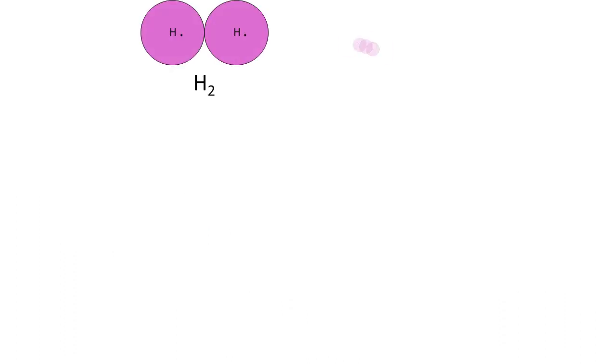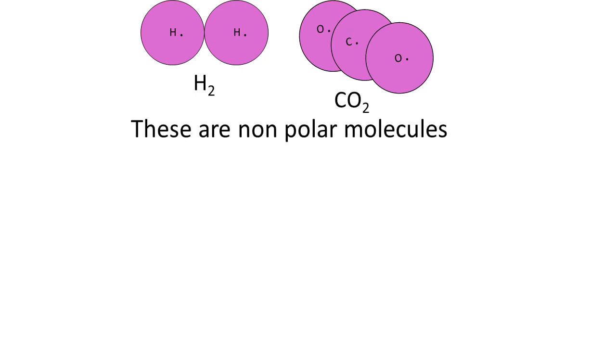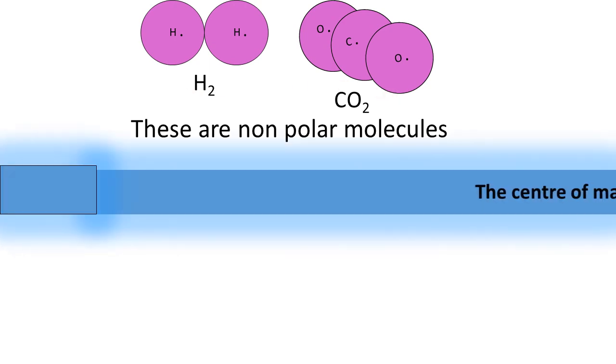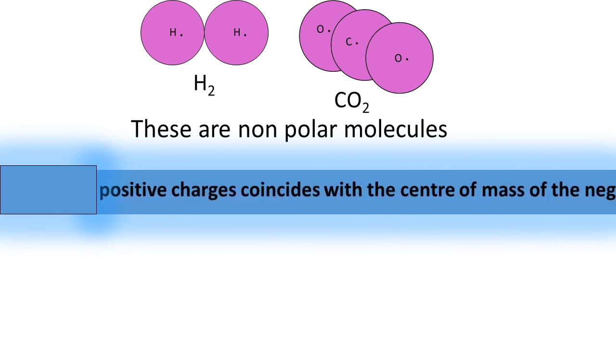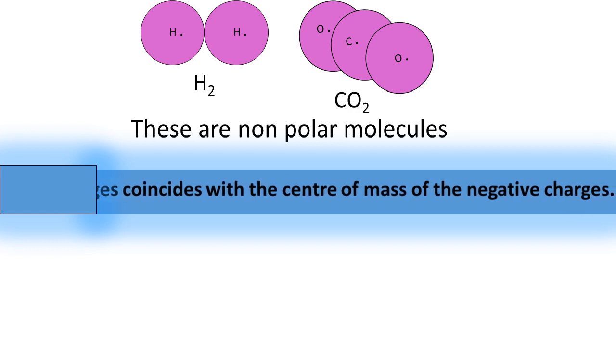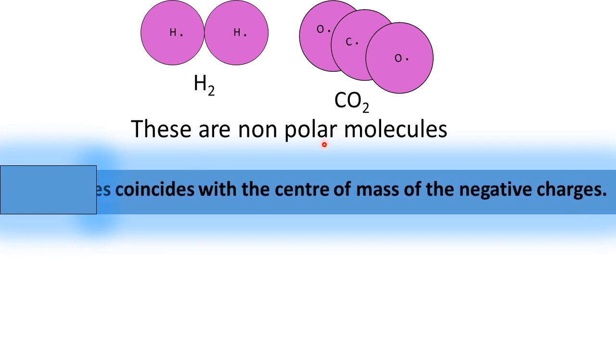These are of two types: non-polar dielectric materials and polar dielectric materials. H2 and CO2 are the examples of non-polar molecules. Why are these non-polar molecules? Because the center of mass of positive charges coincides with the center of mass of negative charges in case of non-polar dielectric molecules.